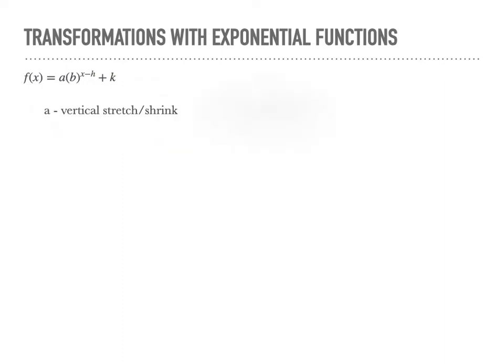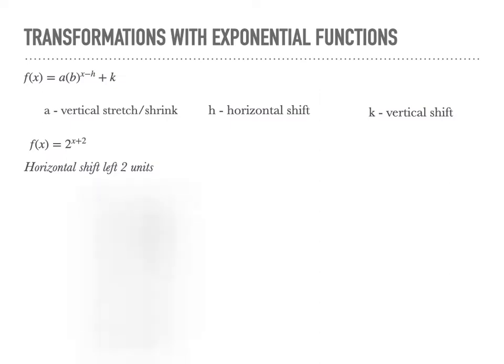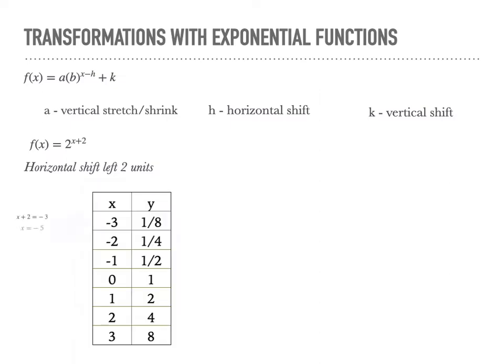So let's say we're given the following f(x), which is equivalent to 2^(x + 2). We can tell that this is immediately a horizontal shift left 2 units. So let's create a table of values for f(x) = 2^x, which is the parent function of this f(x). After creating a table of values from -3 to 3, we get the corresponding y values.